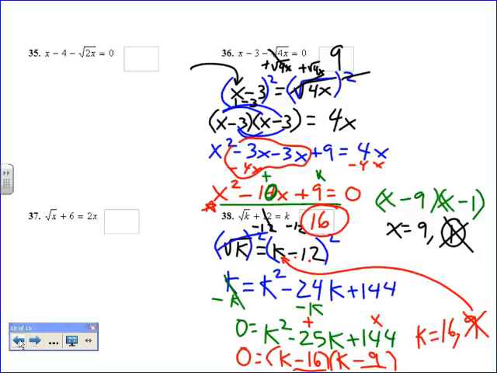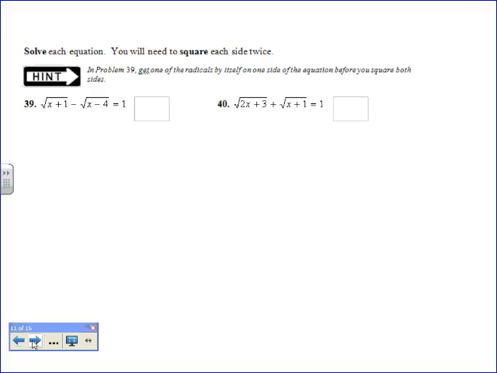Now we come down to the bottom, number 40. And these, I have to warn you, are pretty long. So we're going to do two of these just to get the hang of it. Here's what you're doing. You're going to first subtract this square root over to the left-hand side. Boom, here's what you get. Square root 2x plus 3 equals 1 minus square root x plus 1.